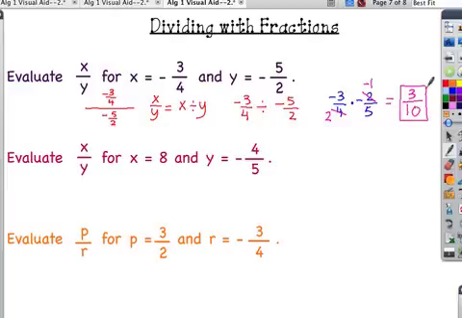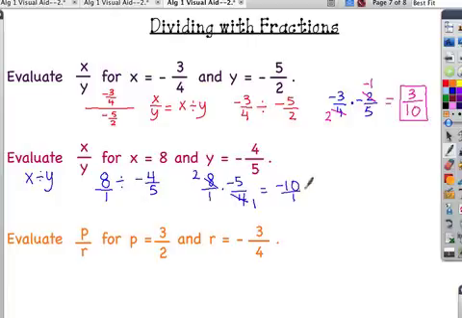Number 2. I think of this horizontally as x divided by y. So I have 8 divided by negative 4/5. Well, 8 is like 8 over 1. And when I divide by a fraction, I multiply by the reciprocal. I can cross reduce and get negative 10 over 1, or negative 10.